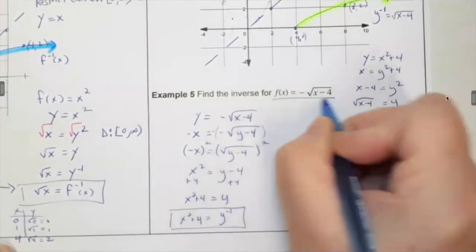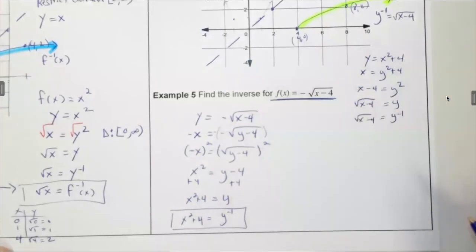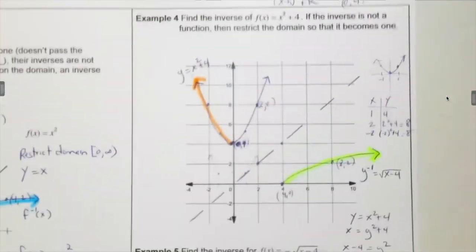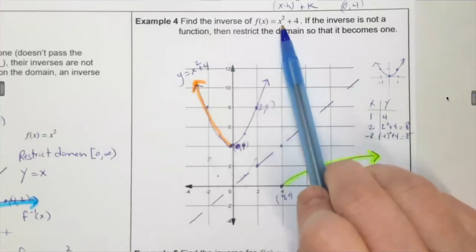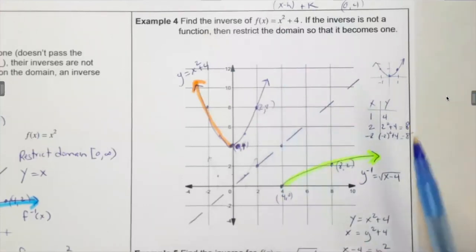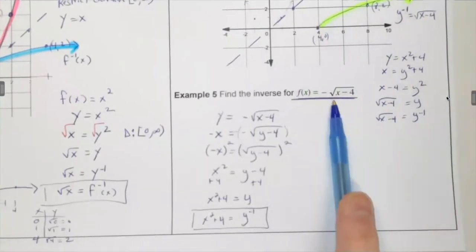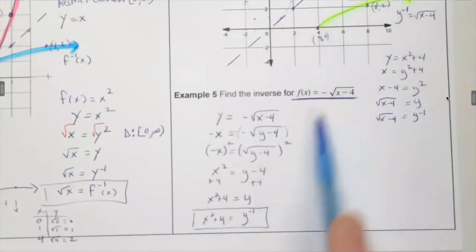We started this time with the function being the square root, and we found the inverse ended up being the square. We just did the opposite of what we did in example 4. We started with a square and we ended up with a square root. On example 5, we started with the square root and ended up with the square. They are inverses of each other.